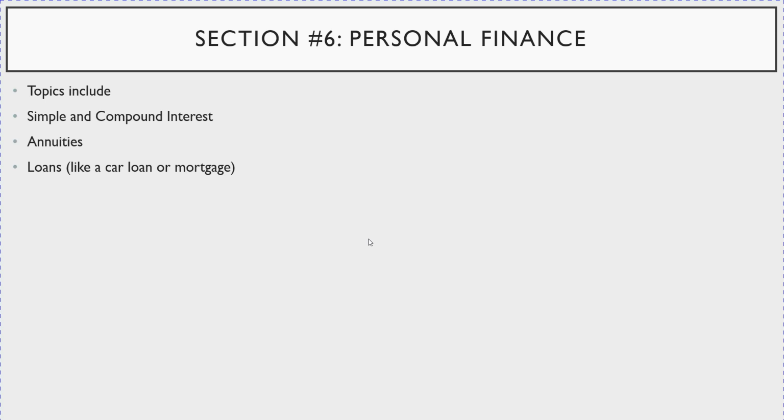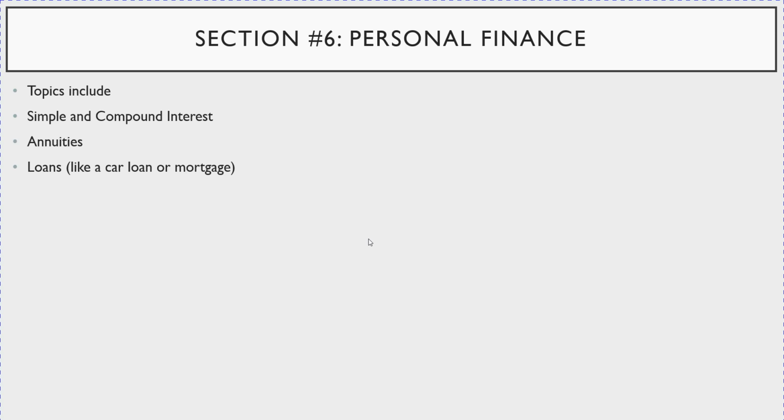Then we're going to talk about annuities. And there are what are called payout annuities or paying into an annuity, and then we'll roll that concept of annuities into things like loans. Like we'll talk about car loans when you get a car. Then we'll also talk about mortgages a lot. That'll be the last thing we talk about in this class.